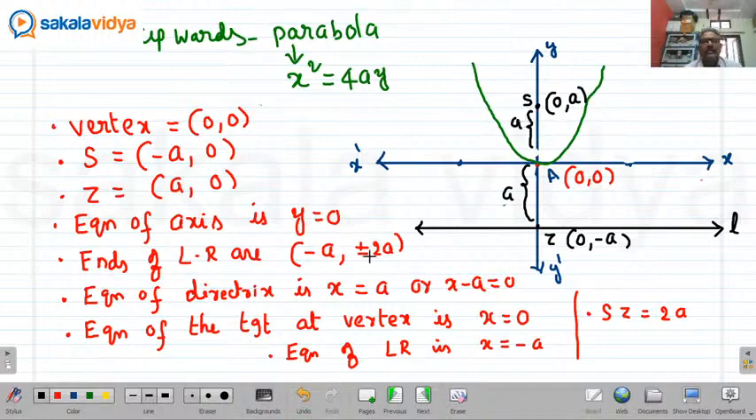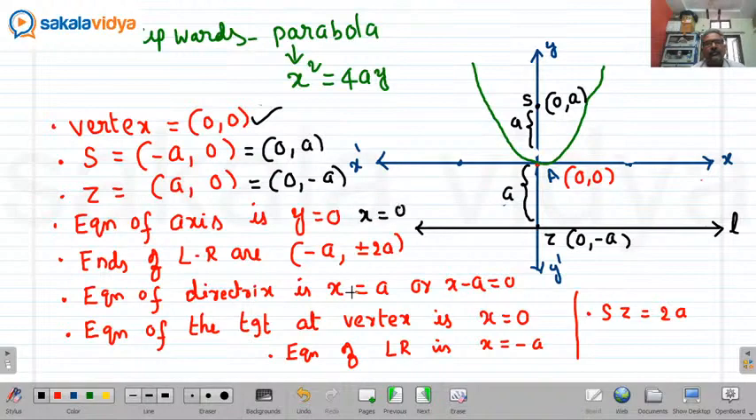Now let us write all the results. Vertex is 0 comma 0 only. Now focus we need to write. The focus is 0 comma a. Z is 0 comma minus a. Equation of axis is actually y-axis. Y-axis means x equals to 0. This will be reverse, you need to write plus or minus 2a comma a.